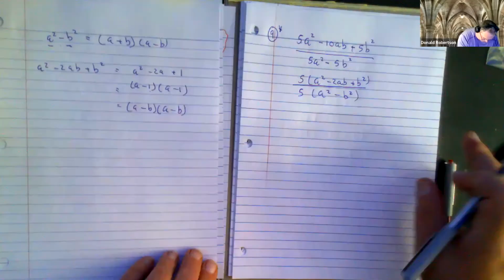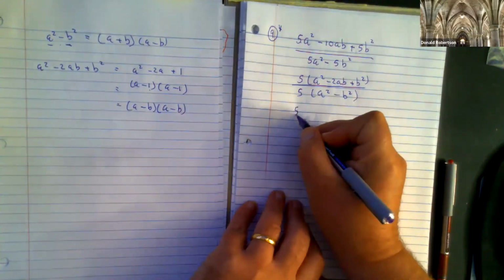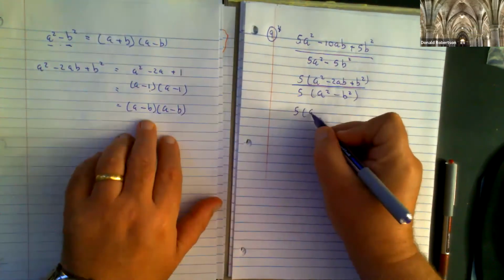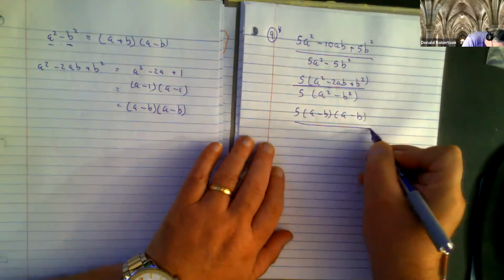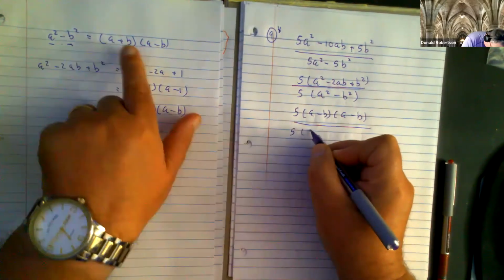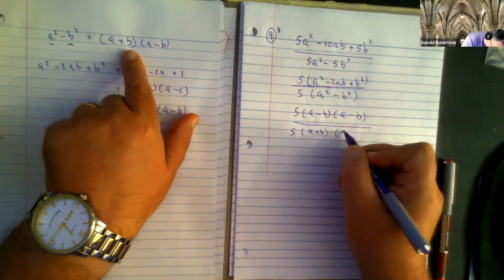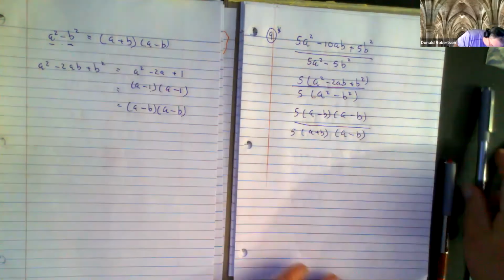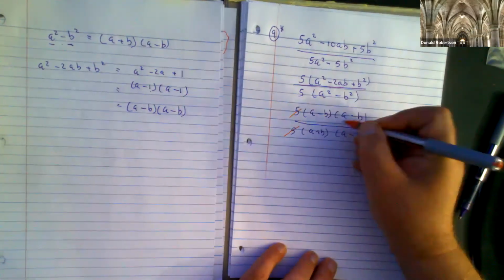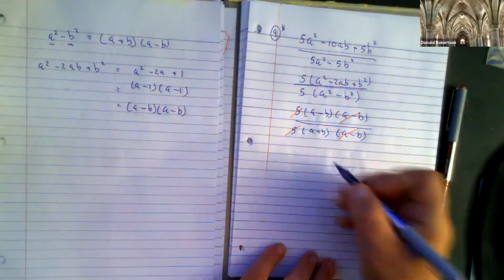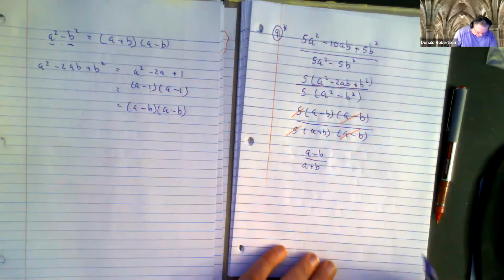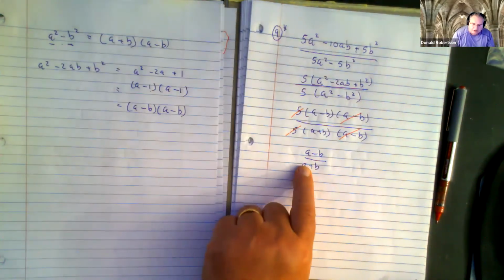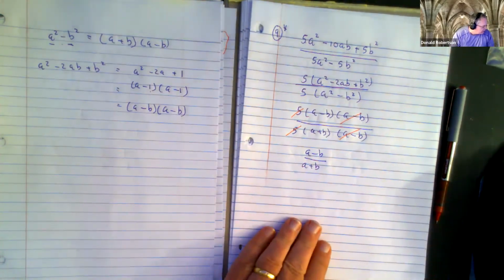So we now know the factors of each expression. The top one is an a minus b times another a minus b, and the bottom is an a plus b times an a minus b. And now we have those two cancel, and we're left with a much simpler fraction. So we've now simplified that, and it now becomes this guy.